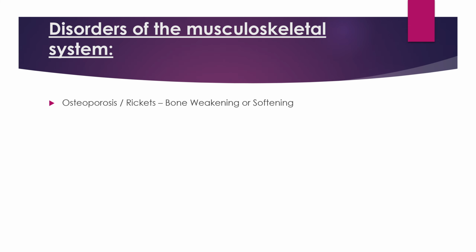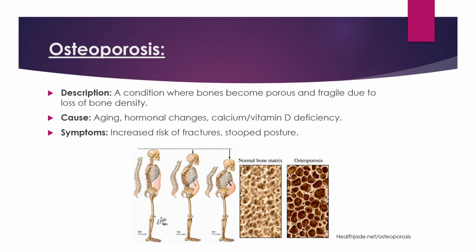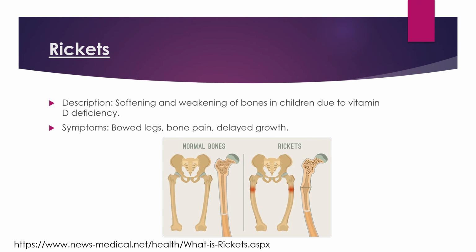Disorders of the musculoskeletal system: osteoporosis or rickets causes bone weakening or softening. Osteoporosis is a condition where bones become porous and fragile due to loss of bone density. Causes are aging or risk factors: aging, hormonal changes, calcium or vitamin D deficiency. Symptoms: increased risk of fractures or stooped posture.